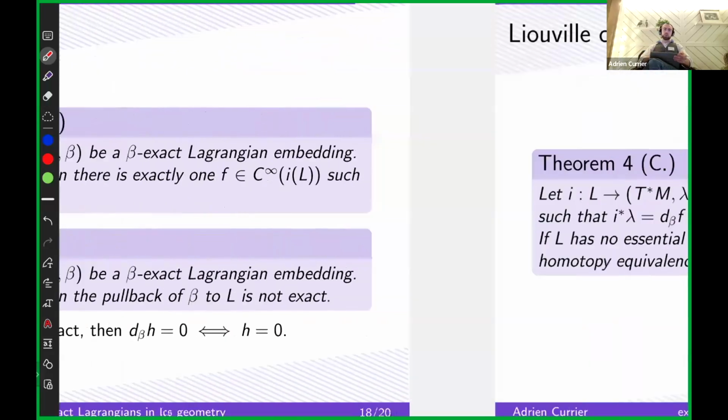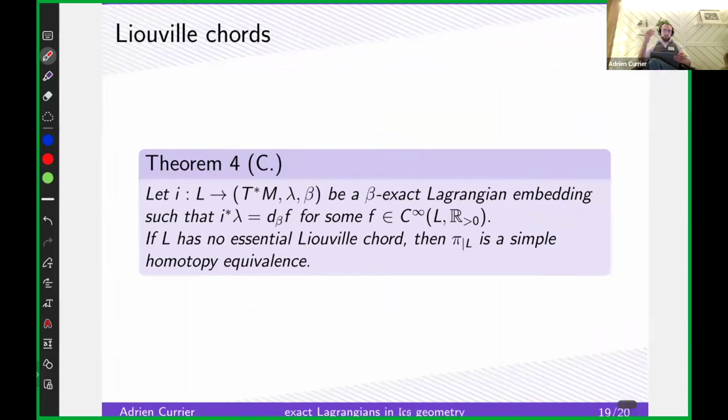So now that we're reassured that our essential U-virtuals are actually a well-defined quantity, we can state the following theorem. If a Lagrangian L has no essential U-virtuals, keeping in mind that we have technical assumptions, then the projection is going to be a simple homotopy equivalence.